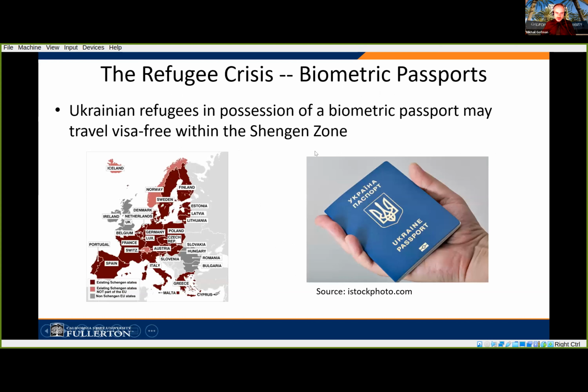First and foremost, one of the first things that we need to know is that according to the regulations of the European Union, Ukrainian refugees who possess a biometric passport can travel visa-free in the Schengen zone, which consists of the countries featured on the map. And on the right, you can see the Ukrainian biometric passport. The little square with a circle in the middle is the symbol used to identify a biometric passport.